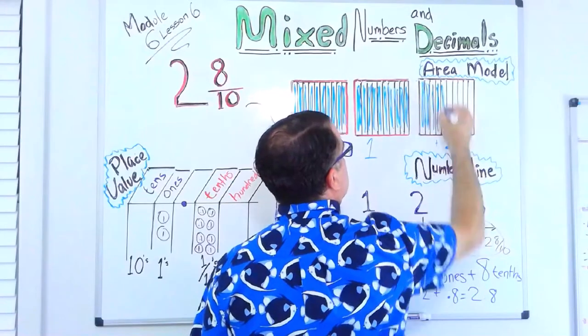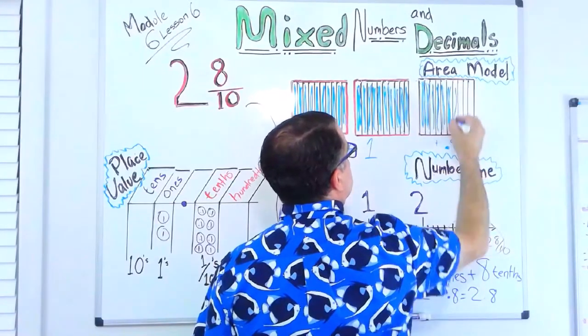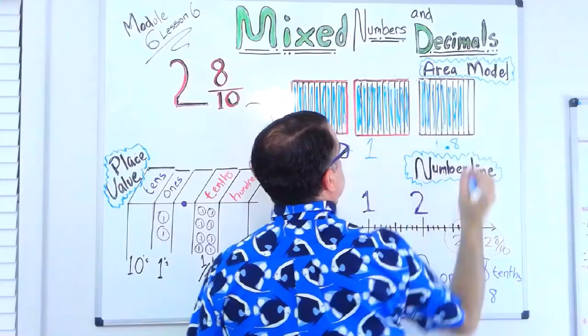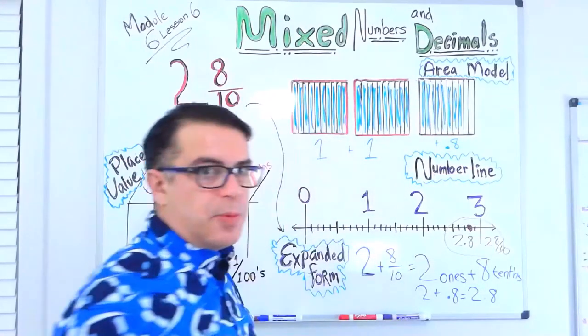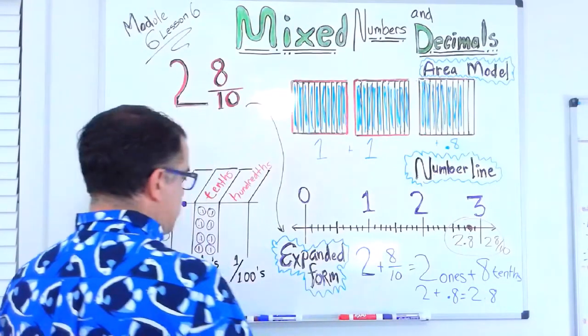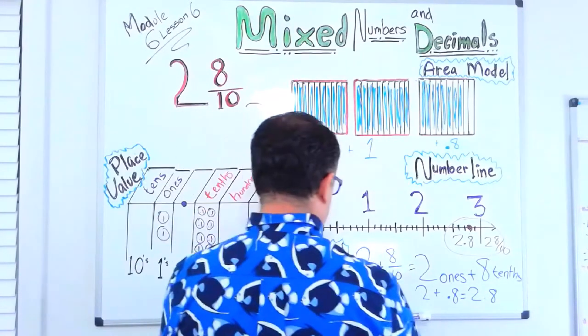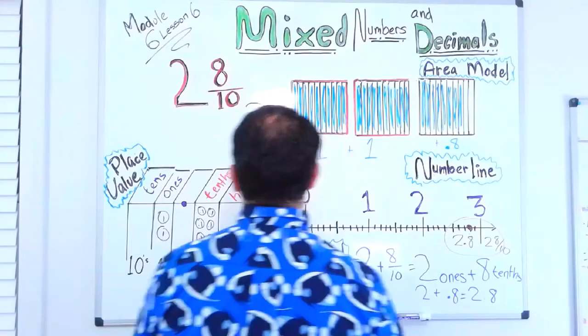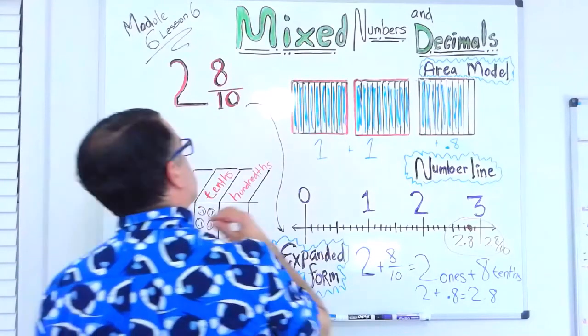4, 5, 6, 7, 8. Alright, it's that easy to represent it as an area model. Now, let's talk about something a little more sophisticated. We're going to move on. We're going to give you a sneak peek at next week's lesson in lesson 6.